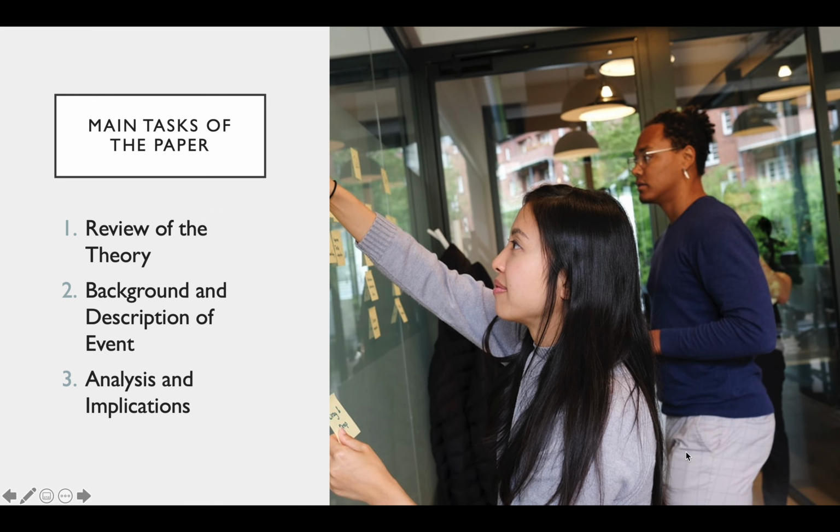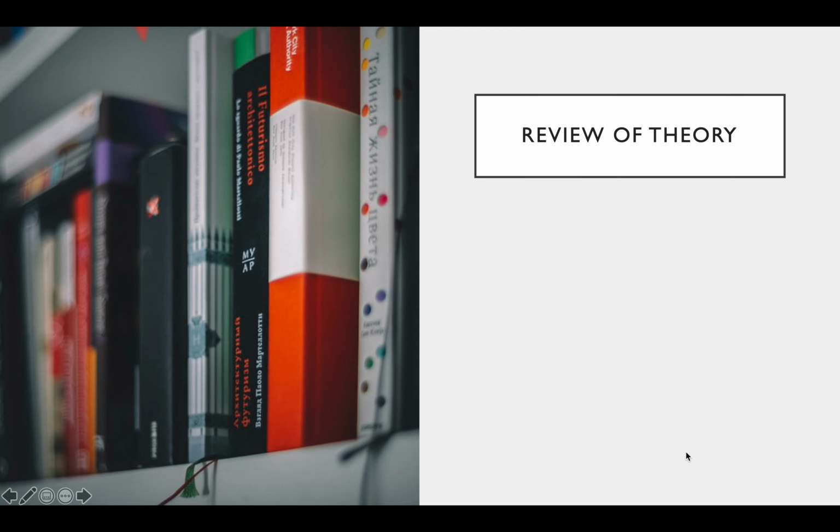And yeah, the analysis is the kind of most important part of the paper. Everything in 1 and 2, everything in the review of theory and the background and description of the event is anticipating and preparing the reader for the analysis. And the implications are kind of the findings. So it's pretty important stuff. So all sections are important, but certainly the analysis section is especially important for an analysis paper, as you might imagine. Let's dig into each of these, starting with the review of the theory section.